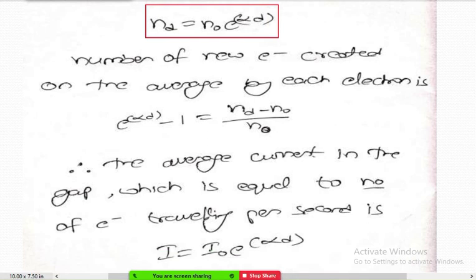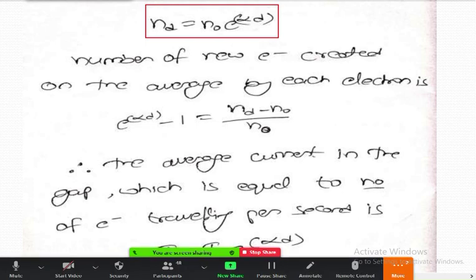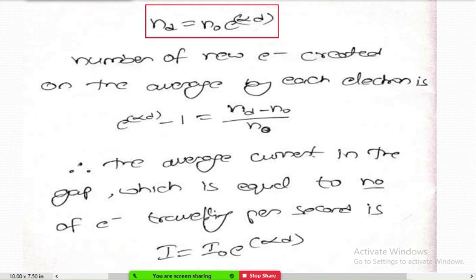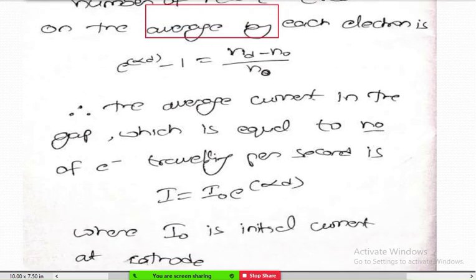So if I want it in terms of current, current is nothing but the flow of electrons. So in place of n I can place I, and that becomes a current equation. In place of n, if I place I, that becomes Id is equal to I naught into e power alpha d. So this is again our final equation in terms of current.